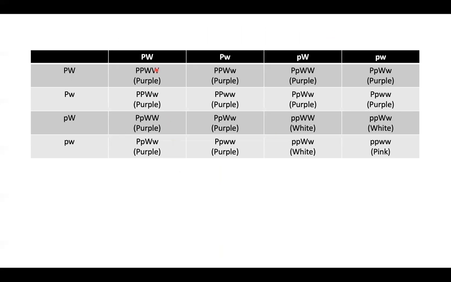Okay, so if it has a dominant P gene, even if it has a dominant W gene, the phenotype is going to be purple. If it doesn't have a dominant P gene, but it does have the dominant W gene, then the phenotype is going to be white. And if it doesn't have the dominant P gene, nor does it have the dominant W gene, then the phenotype is going to be pink. And then this gives us the ratio of 12 purple, 3 white, and 1 pink.